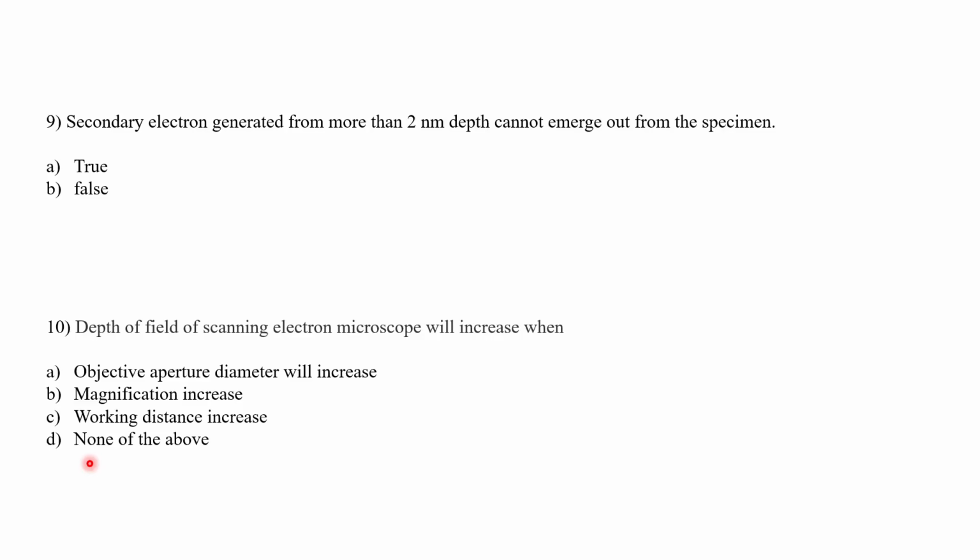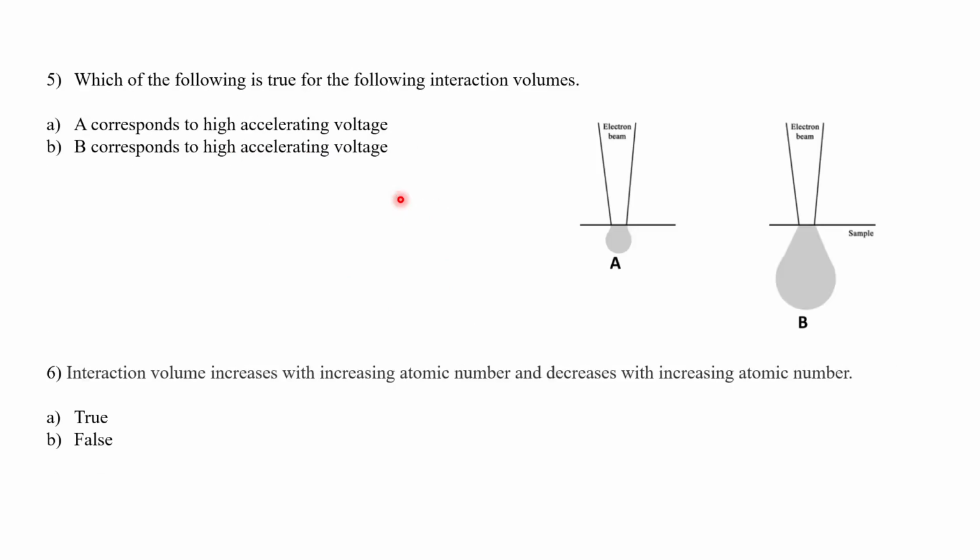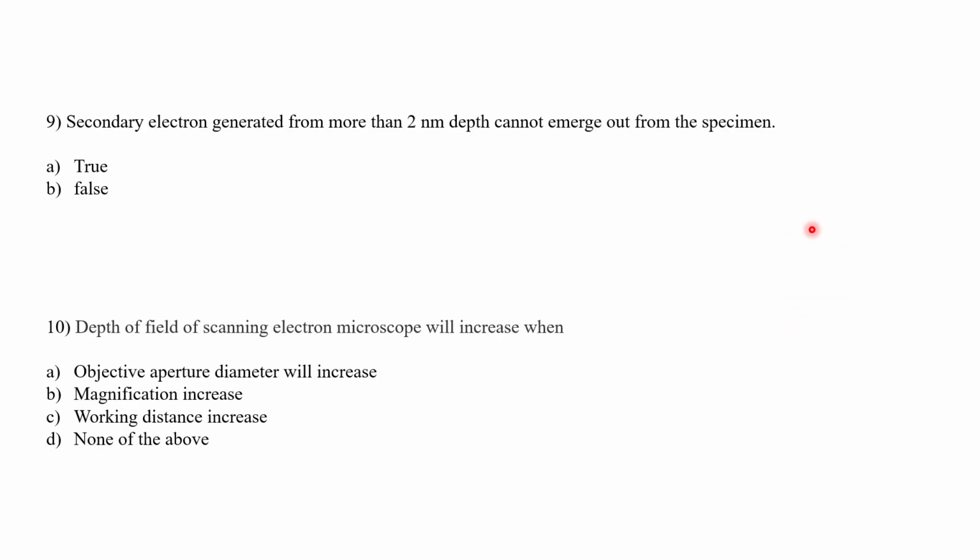The second last question says that the secondary electron generated from more than 2 nanometer depth cannot emerge out from the specimen. This interaction volume which we have shown is much more than this 2 nanometer. So this statement is incorrect. The secondary electron generated from more than 2 nanometer depth cannot emerge out? No, they can emerge out. So this statement is a false statement.